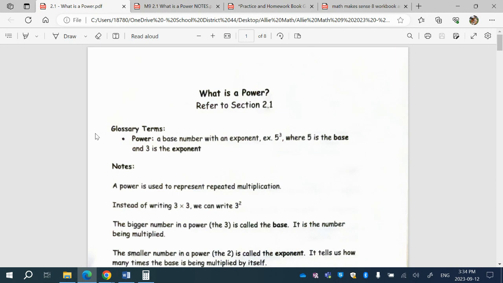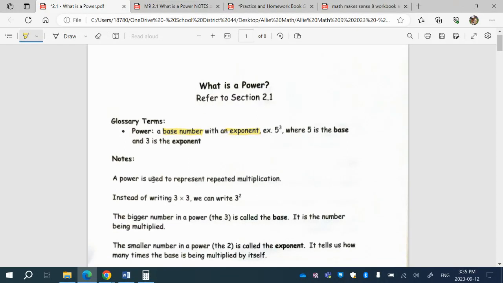So a power is, and I'll highlight as we go, a base number with an exponent. So for example, 5 to the power of 3, where 5 is the base and 3 is the exponent. So 5 is our base, 3 is our exponent, and the whole thing is a power. So a power is used to represent repeated multiplication. I'll go over this again in the next part of the notes.